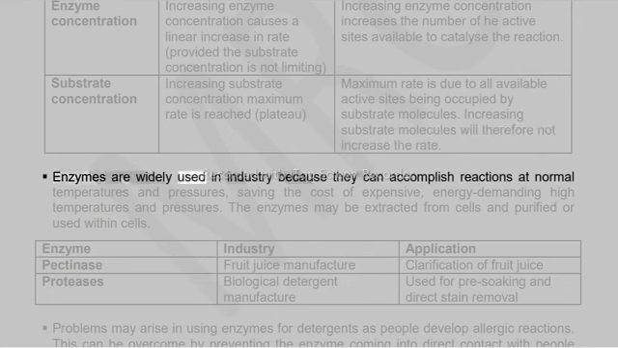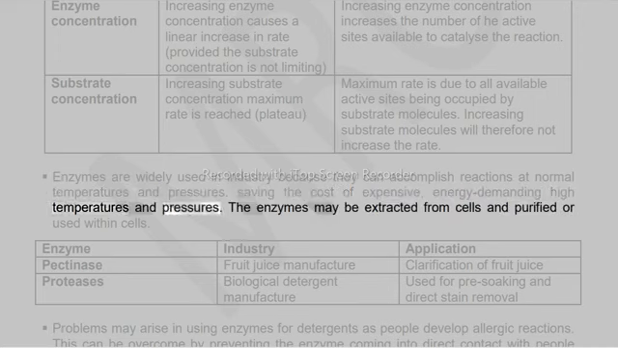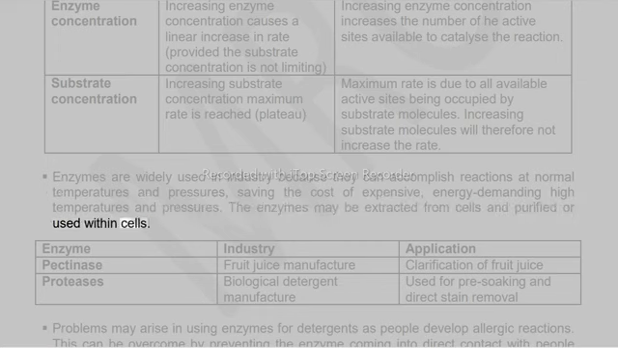Enzymes are widely used in industry because they can accomplish reactions at normal temperatures and pressures, saving the cost of expensive, energy-demanding high temperatures and pressures. The enzymes may be extracted from cells and purified or used within cells.